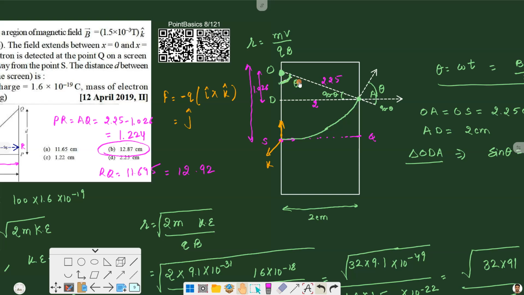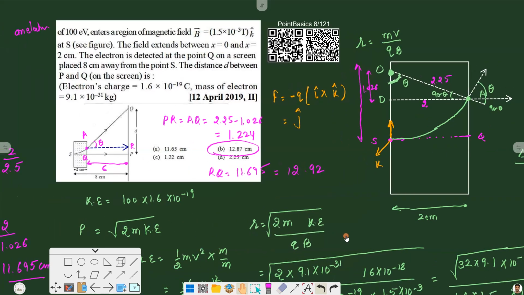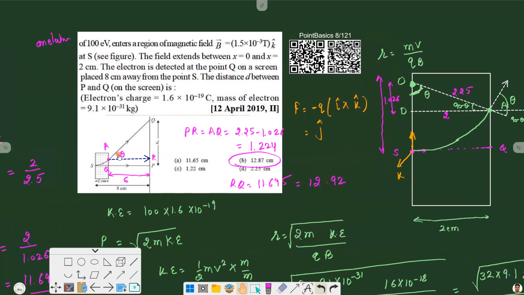For finding out this angle theta, we will use trigonometry. First, we will calculate the radius, and this thickness is 2 centimeter given to us. Now, using this 2.25 value and 2 value, we will calculate its base and this value of theta. Now, if this value is theta, then this value will also be theta. And now coming to the second part of the diagram, using this value of theta and the 6 centimeter value given to us, we will calculate the value of QR.